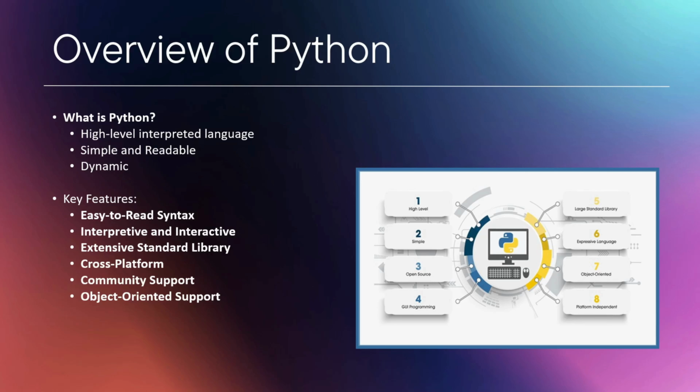Then it is dynamic, which means we can change different data throughout the code. We will have a look at this once we perform something practically. So there are also some key features for Python. Again, easy to read syntax, as we discussed, interpretive and interactive. Now there's an extensive standard library. This is also important because when we install Python, there's a lot of things that already come pre-installed, like a lot of basic functions.